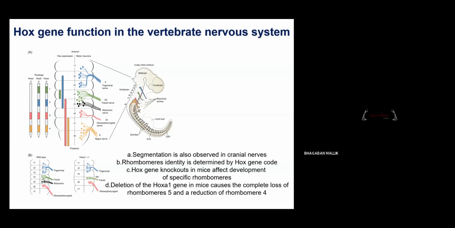So the trigeminal nerve basically innervates rhombomere 1, rhombomere 2, and rhombomere 3. So these are again controlled by the homeobox gene. These nerves' innervation is controlled by the homeobox gene expression. Again, rhombomere 4 and 5 are innervated by two distinct sets of nerves, which are the facial nerve and the abducens nerve. And rhombomere 6 and 7 are innervated by these sets of nerves.